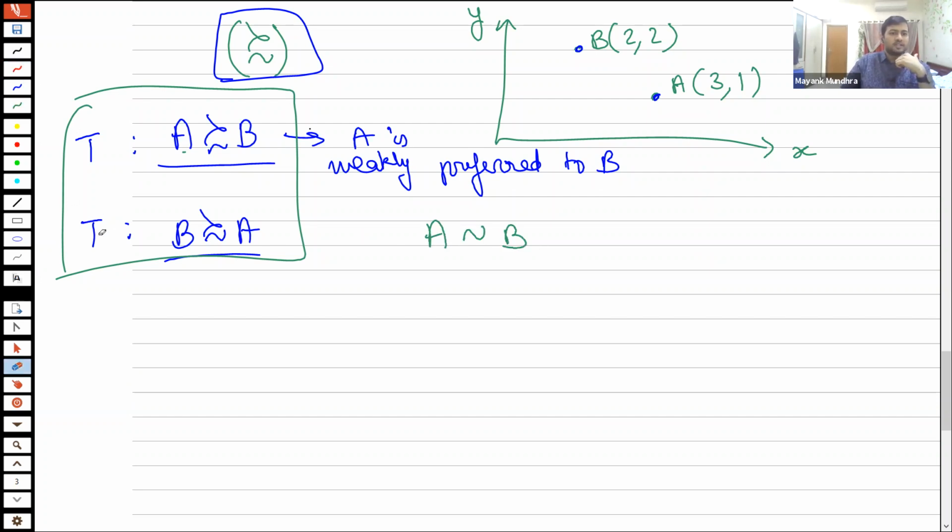Okay. On the other hand, if this thing were false and this thing were true, then what would happen?